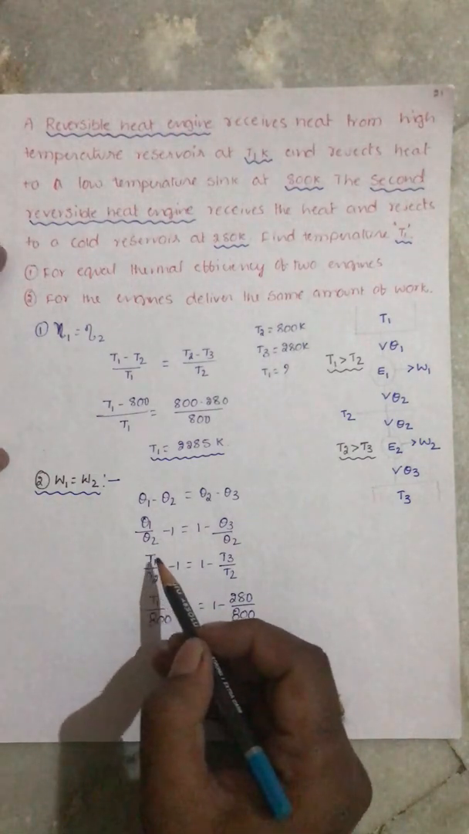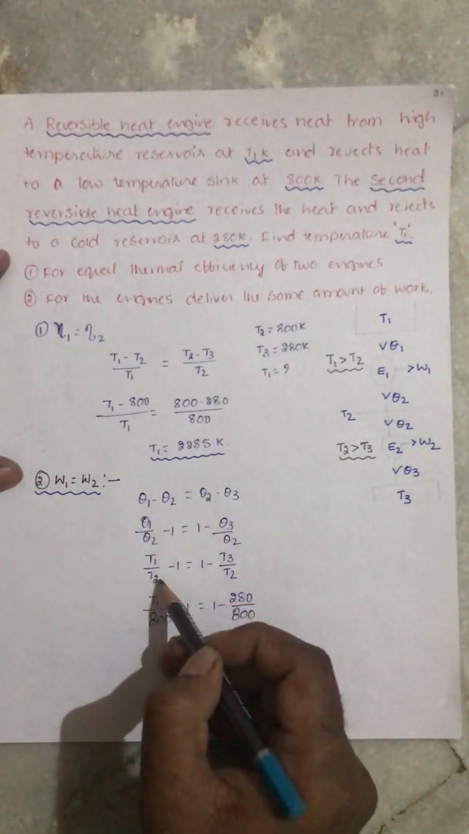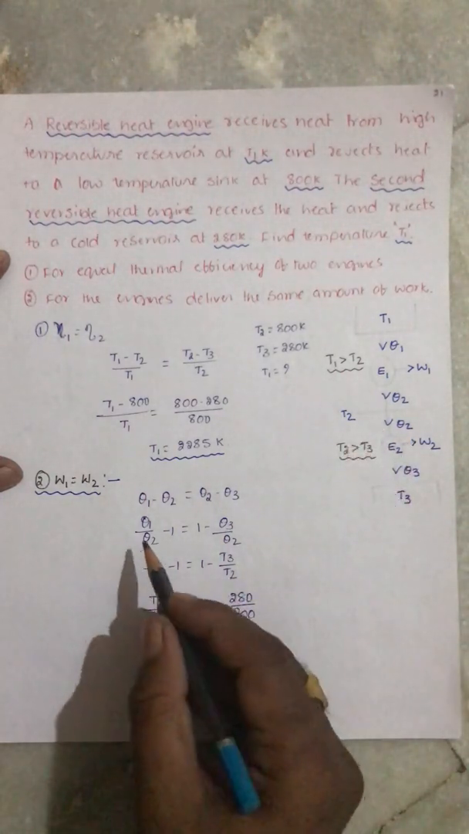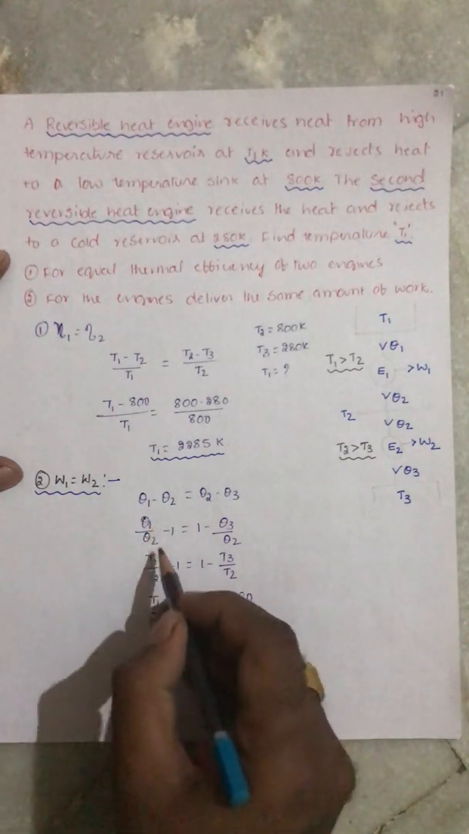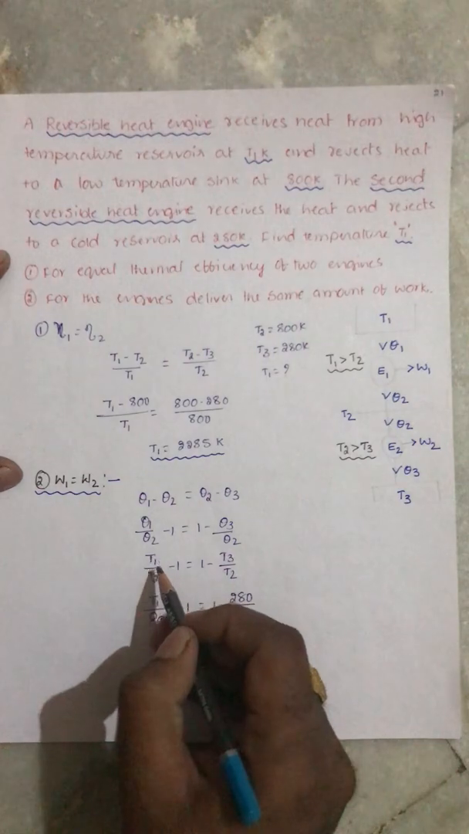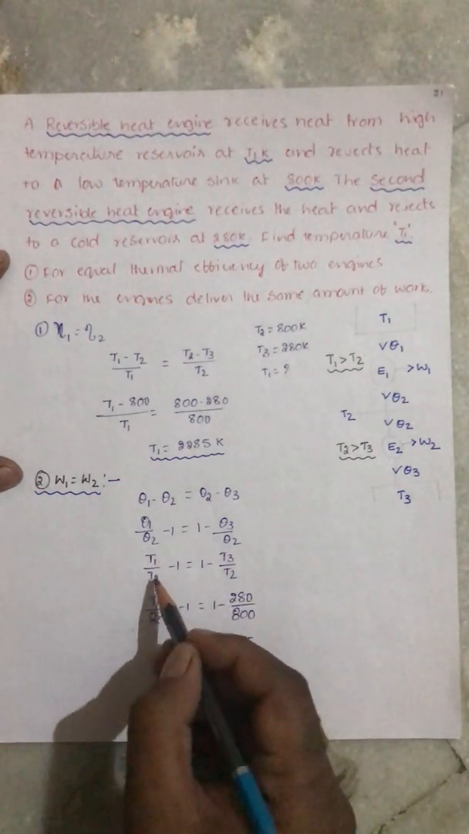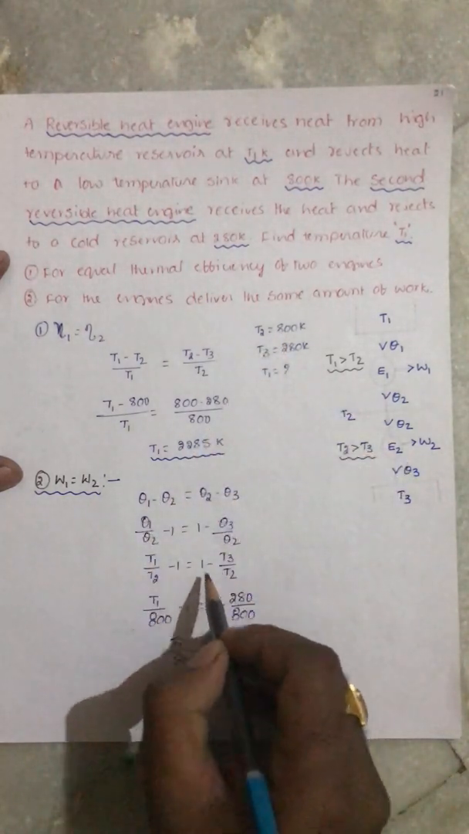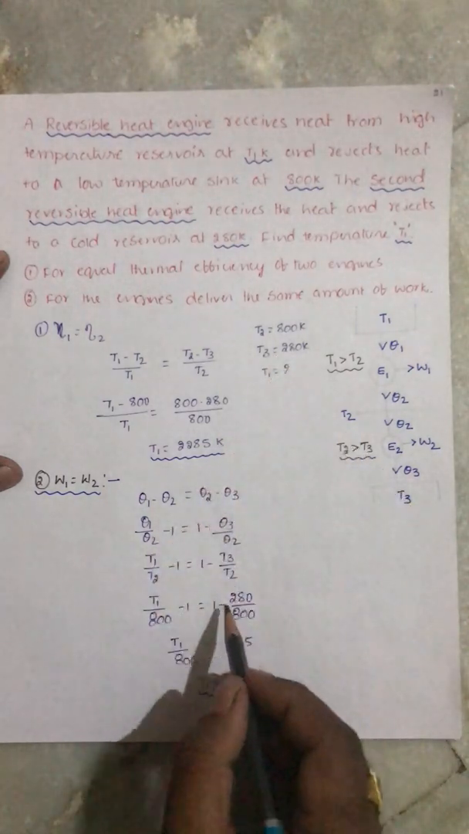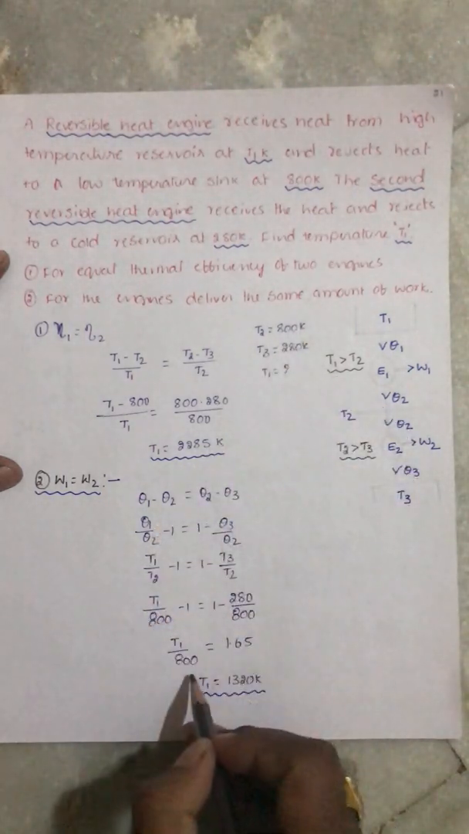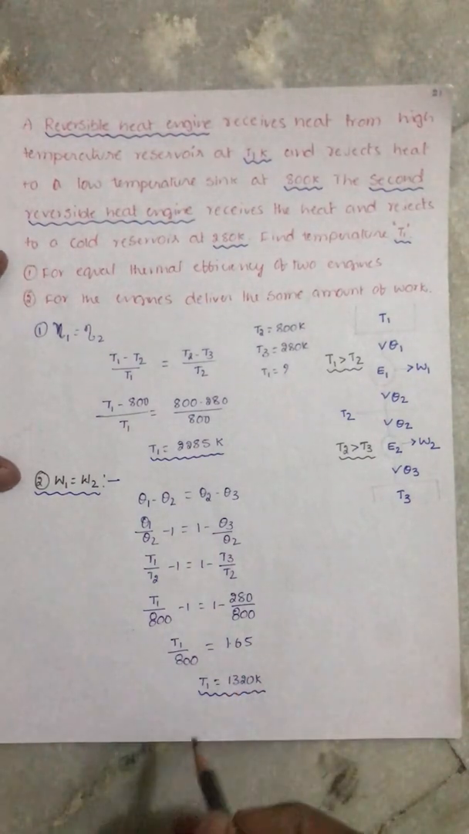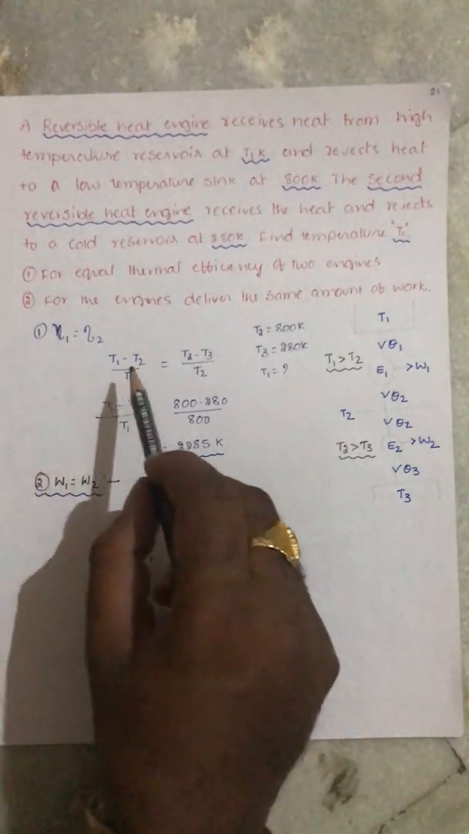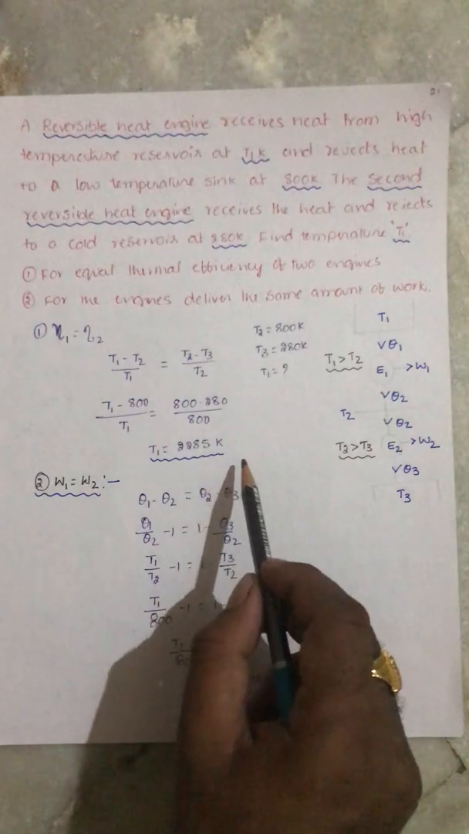These engines are reversible, so you can write Q1 by Q2 as T1 by T2, and Q3 by Q2 as T3 by T2, the corresponding temperatures. Q1 is not equal to T1, but the ratio of heat interactions is equal to the ratio of corresponding temperatures. So T1 by T2, with 800 given, minus 1 is equal to 1 minus 280 by 800. From this you can get T1 as 1320 Kelvin. If both engines deliver the same work output, the highest temperature is 1320 Kelvin. If both have equal efficiency, the highest temperature is 2285 Kelvin.